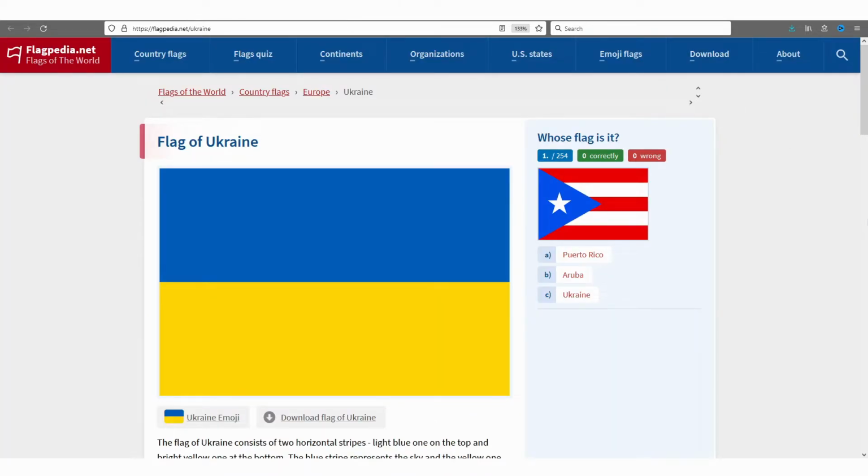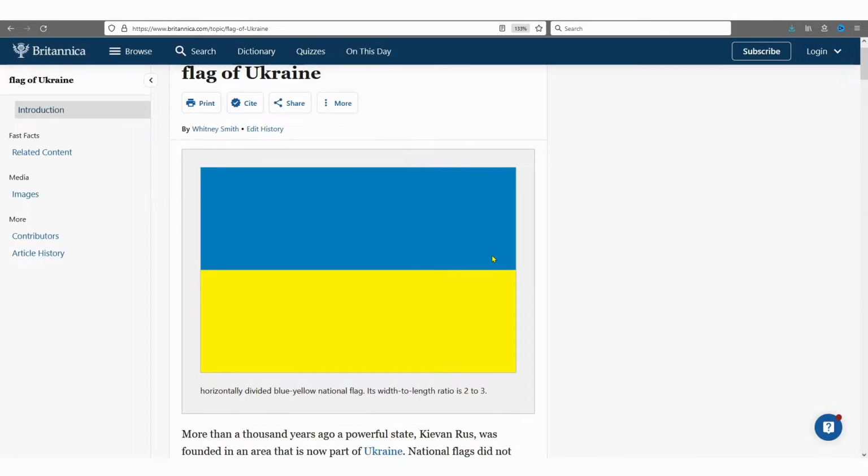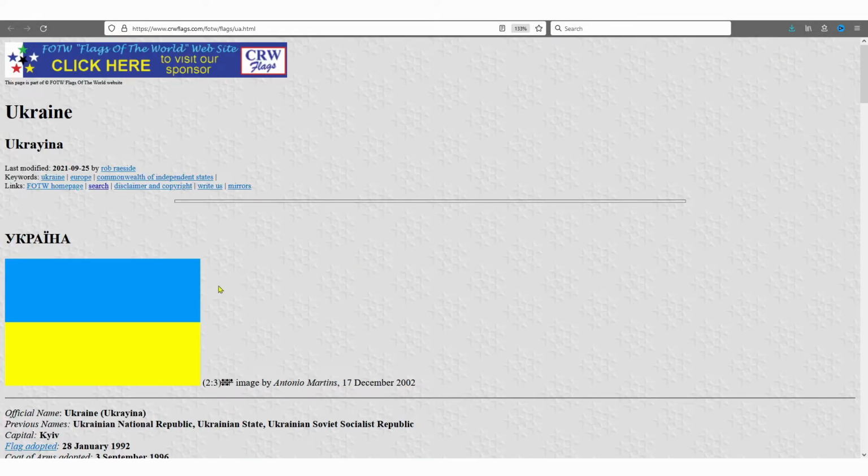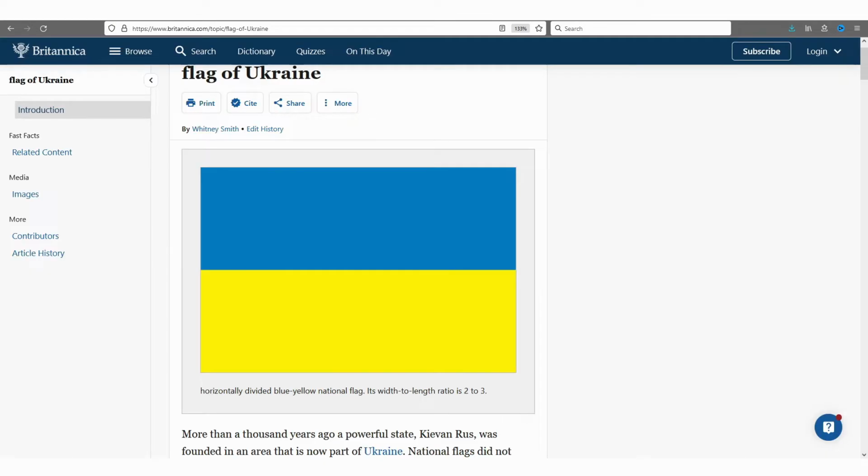And here is a flag from Flagpedia. So we can see that the blue and yellow are both darker. So let's go back to this one here. We can see these are lighter colors. And on the Flags of the World website, we can see the blue and yellow are even lighter than the Encyclopedia Britannica article. Here it is again. So what's going on with the colors?